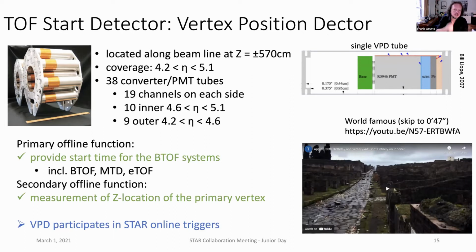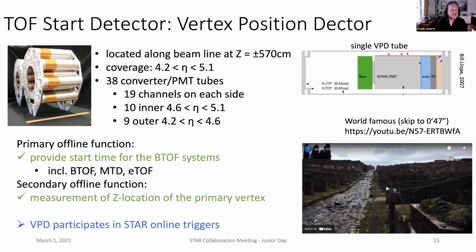So the TOF start detector is implemented by means of the so-called Vertex Position Detector, which is located really outside the main STAR detector at about 5.7 meters along the beam line, and you can see on the left side the 2 VPD detectors. It has a very forward coverage between 4.2 and 5.1, and it involves 38 converter PMT tubes, like what I show here on the right side, where you have a lead converter followed by a scintillator and followed by a photomultiplier tube that is able to operate in a strong magnetic field.